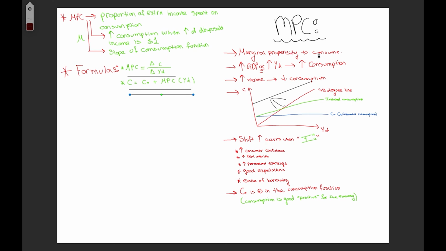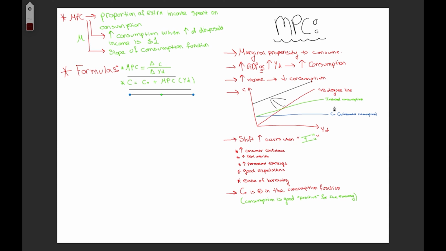Now let's go over here. The abbreviation is MPC, but what is the word itself? Marginal propensity to consume. Over here, an increase in GDP or an increase in YD results in an increase in consumption. However, an increase in income results in a decrease in the proportion consumed. Why, you may say? Because an increase in income gives me the privilege of being able to save more. So why would I want to consume more if I can save more? So I would want to save more. That's why the proportion consumed decreases.